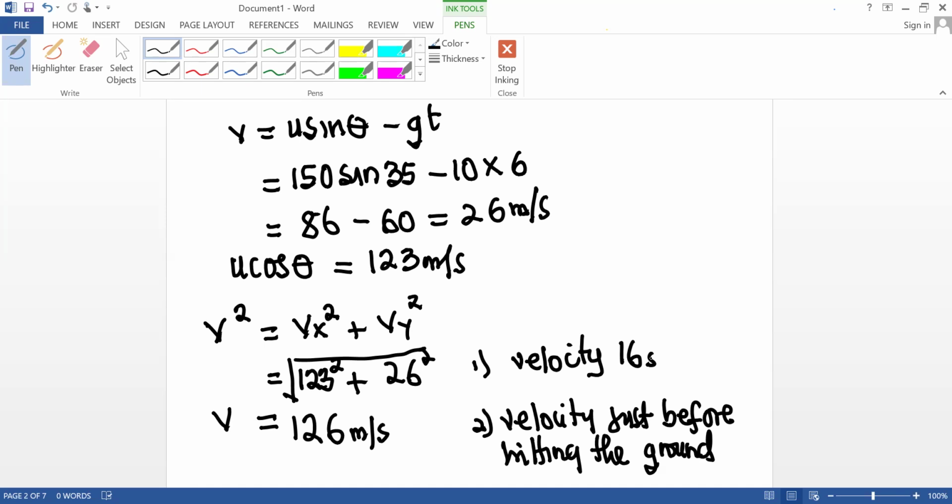So you're answering the questions. Velocity at 16 seconds and velocity just before hitting the ground. Okay, I think time is up.